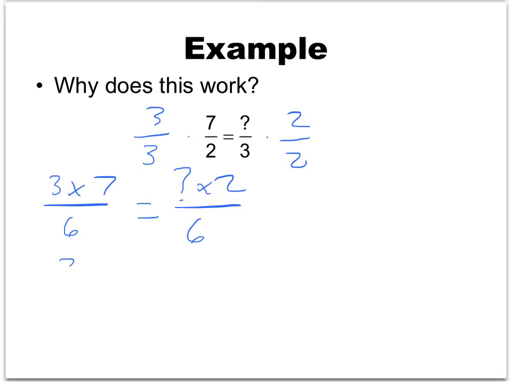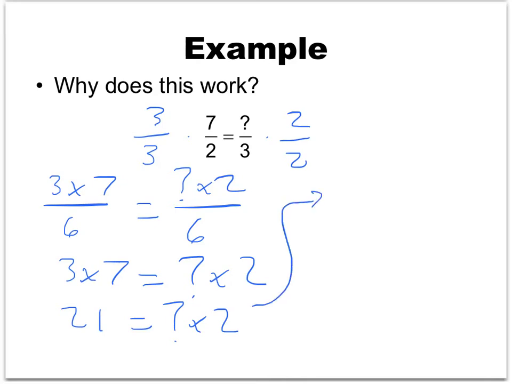And so this tells us that 3 times 7 has to equal question mark times 2. Or do the arithmetic. On the left we have 21, on the right we have question mark times 2. So now we want to figure out what is question mark. So here we have a multiplication equation, and so let's convert this over to an equivalent division equation.